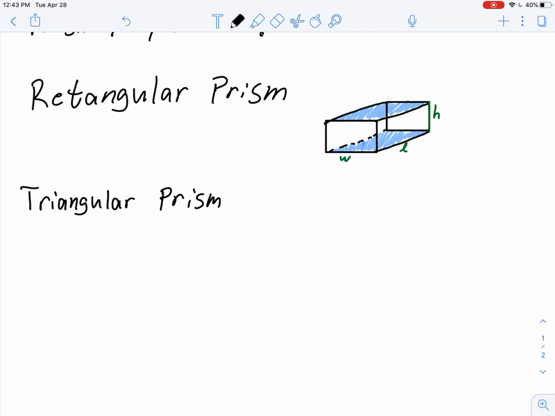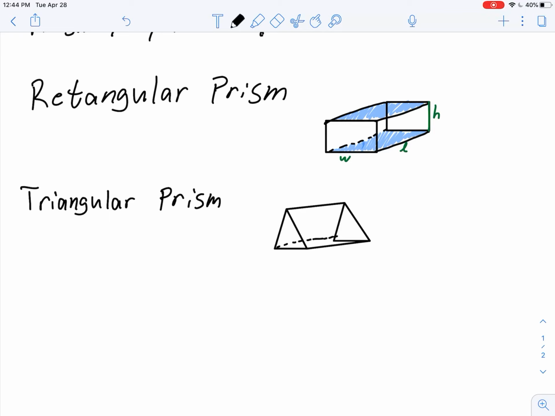Okay, and this one is very similar as well. Instead of drawing a rectangle, I'm going to draw a triangle in the front using my magic pen. Okay, and then I'm going to draw the same kind of triangle a little bit further back. And then I'm going to connect the corners. Okay, so there we have it. We have a triangular prism.